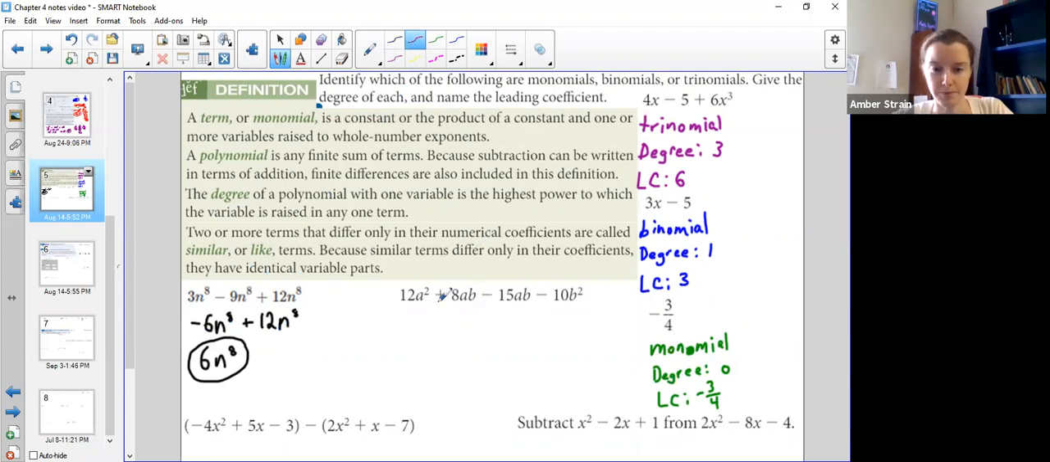In this next problem, this one has an a, has an a, has an a, but this one, of course, has an a squared, and this one has an ab.